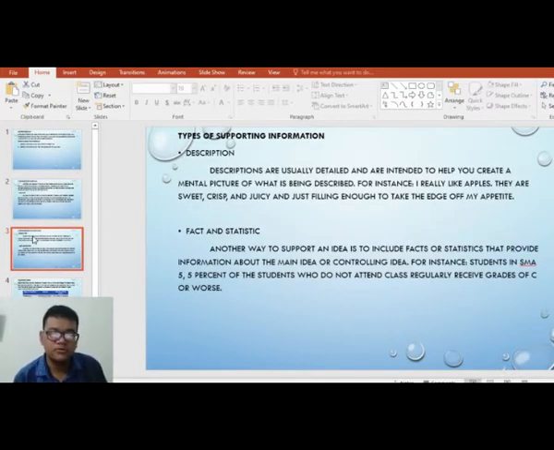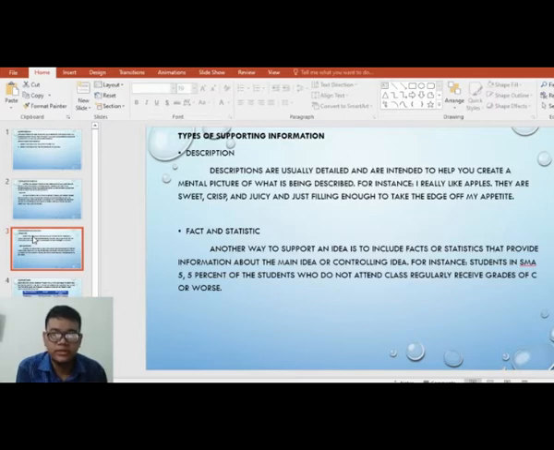The second one is description. Descriptions are usually detailed and are intended to help you create a mental picture of what is being described. For instance, I really like apples. They are sweet, crisp, and juicy, and just enough to take the edge off my appetite.